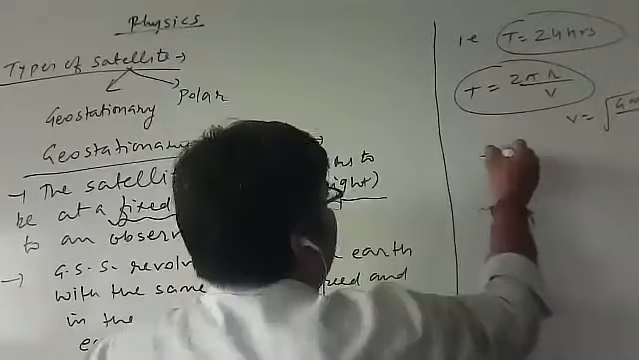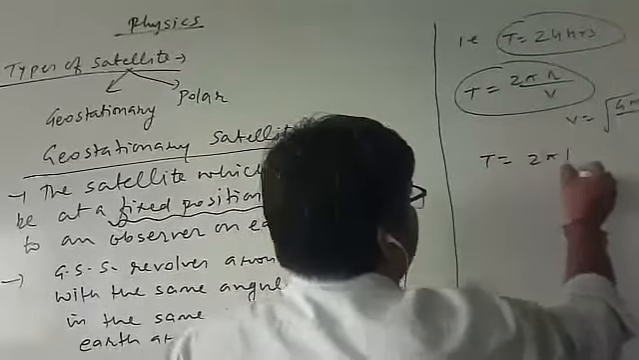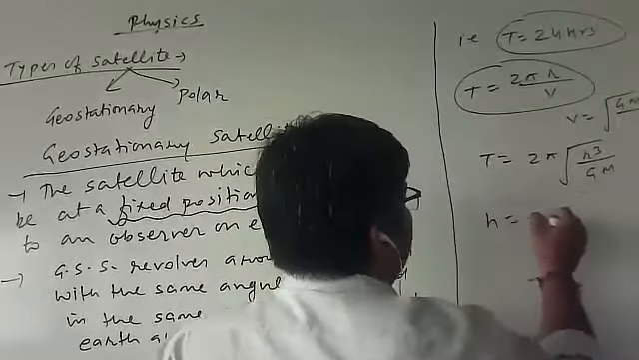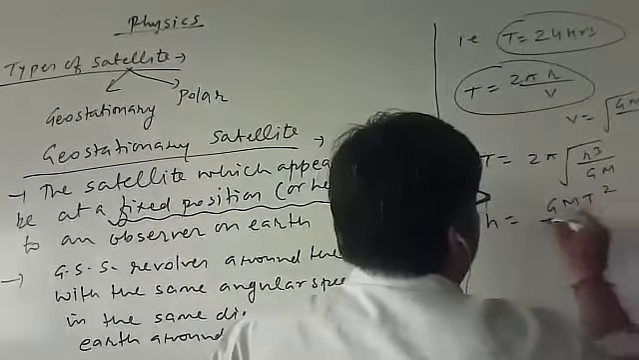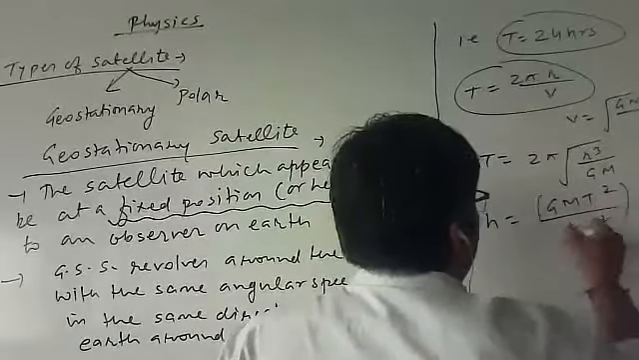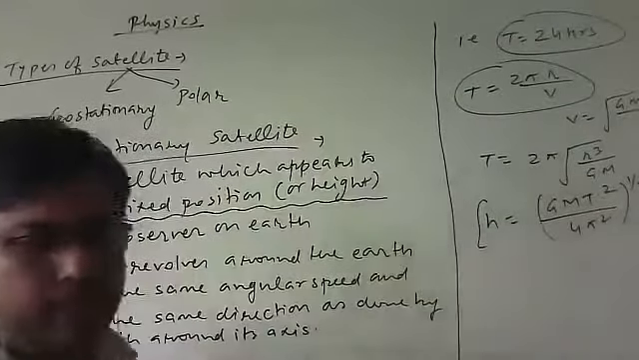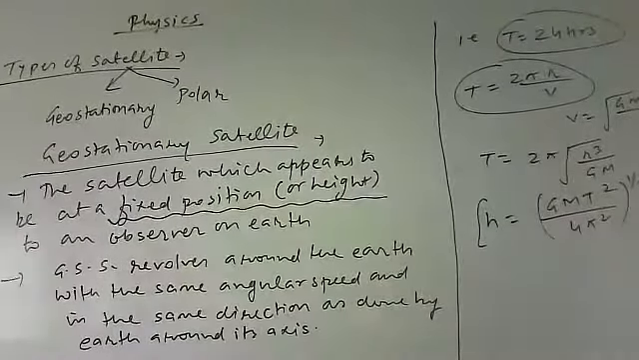There is no worry. Then what is the expression of time period? That is 2 pi times the square root of r cube divided by GM. So what is the expression of h here? The expression of h will be (GM T squared divided by 4 pi squared) to the power 1 by 3, minus R. That is the expression of h available here.